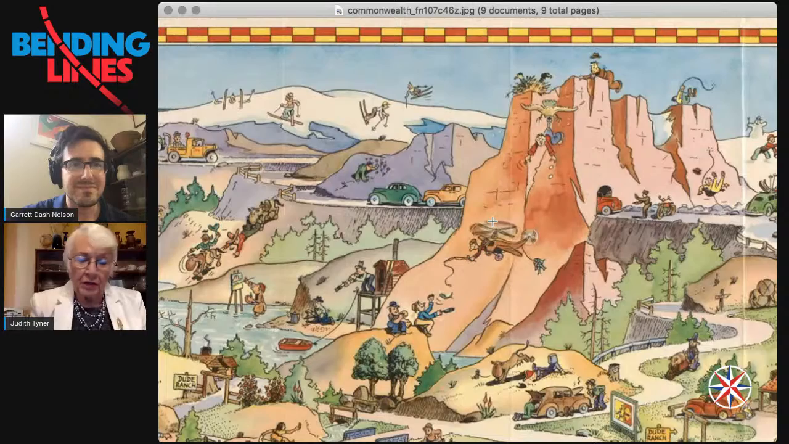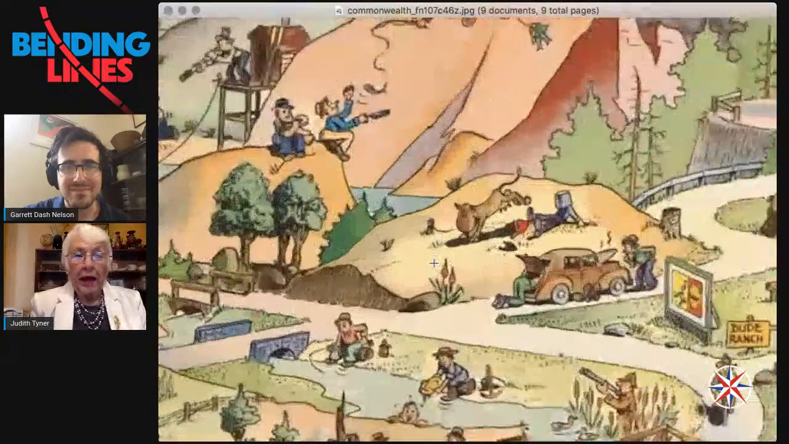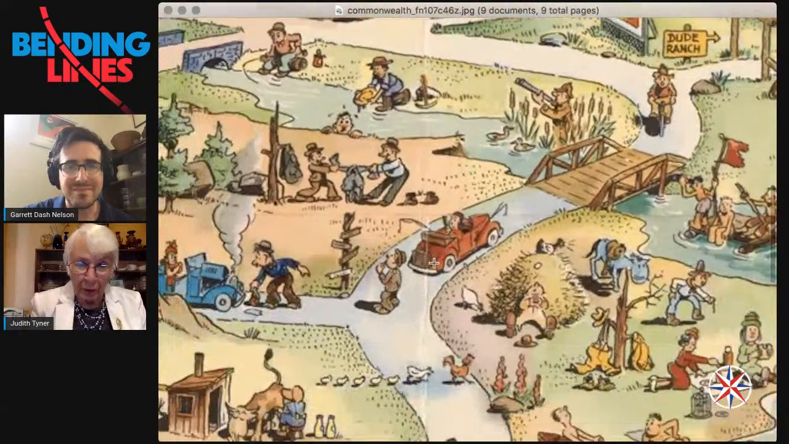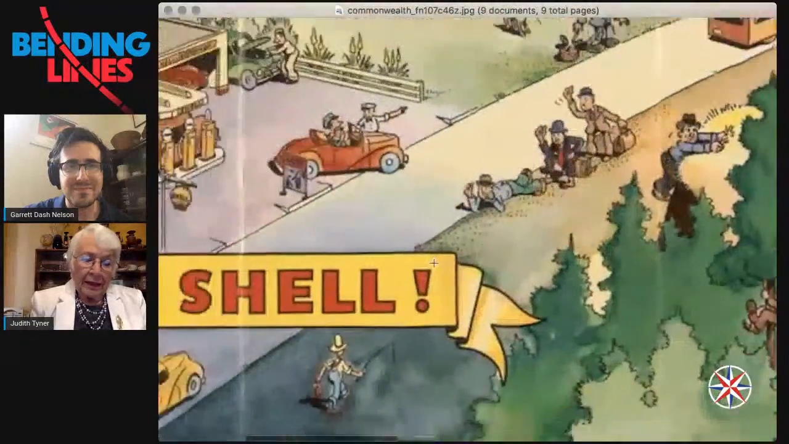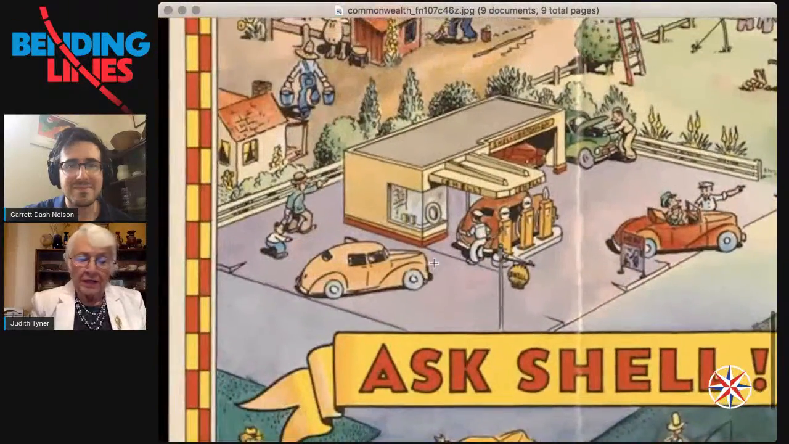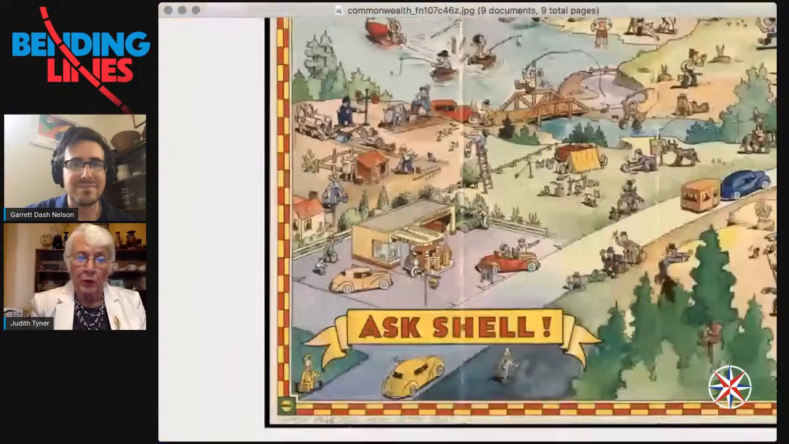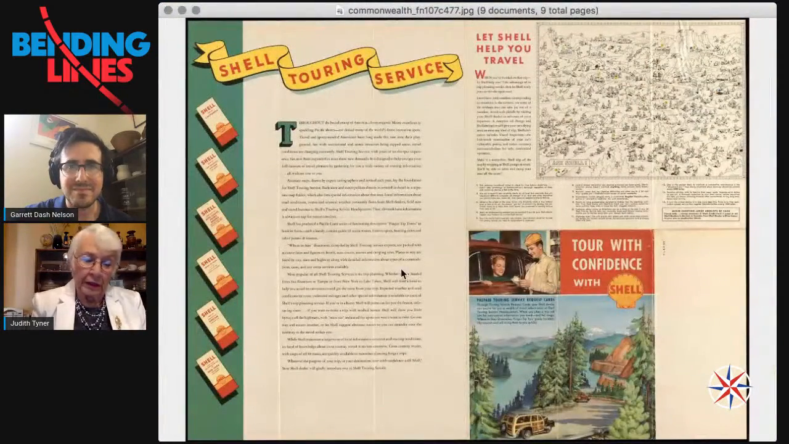And it shows things like cars needing towing, cars overheating, and it features a Shell service station and a Shell billboard. The billboard's there. It is an advertising map, pure and simple. And the information on the reverse tells the user of all the services that Shell offers when you're off on that road trip and your car overheats and you need gas, whatever.